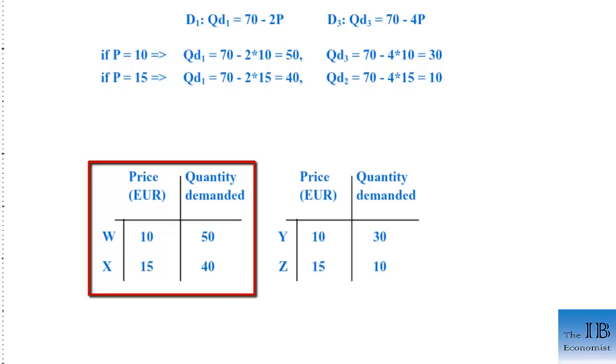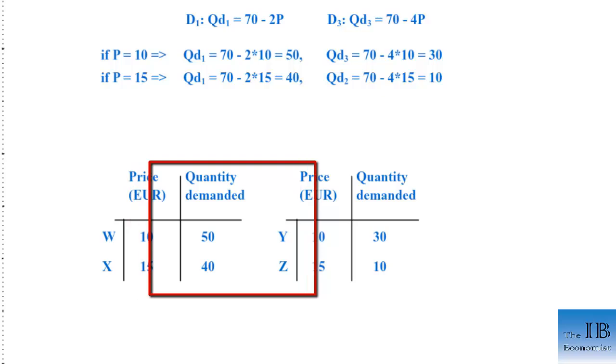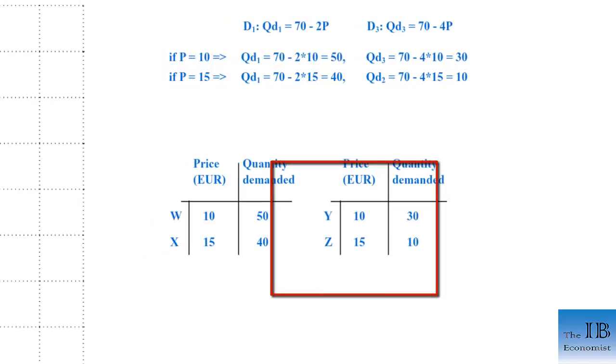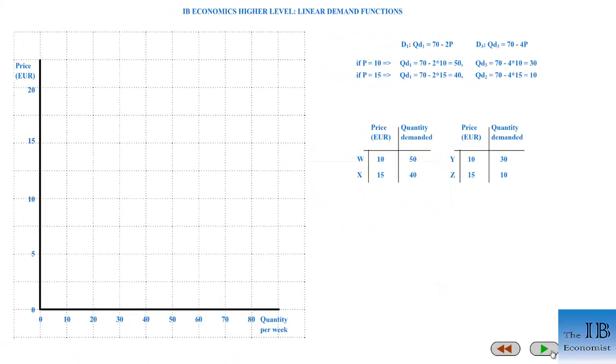This is our point W. And when the price is equal to 15, the quantity demanded would equal to 40. This is our point X. For the second demand curve, when the price is equal to 10, the quantity demand would equal to 30. This is our point Y. And when the price is equal to 15, the quantity demanded would equal to 10. This is our point Z. Again, we're going to plot these 4 points, and connecting X and W would give us the demand curve D1. Connecting Z and Y would give us the demand curve D3.